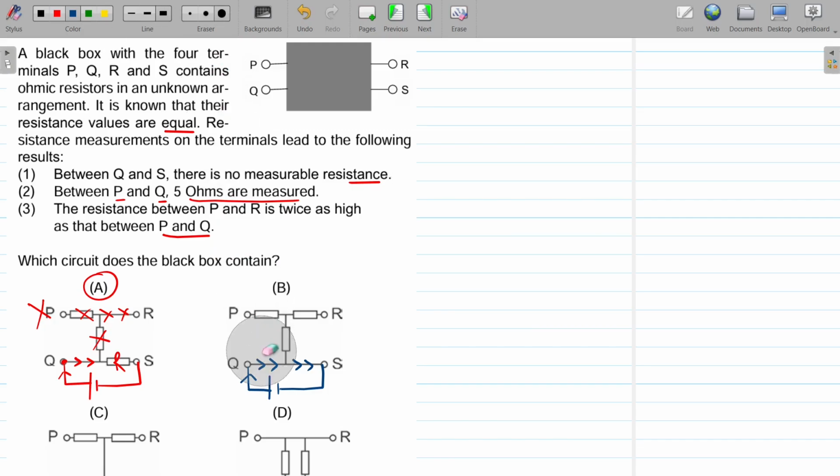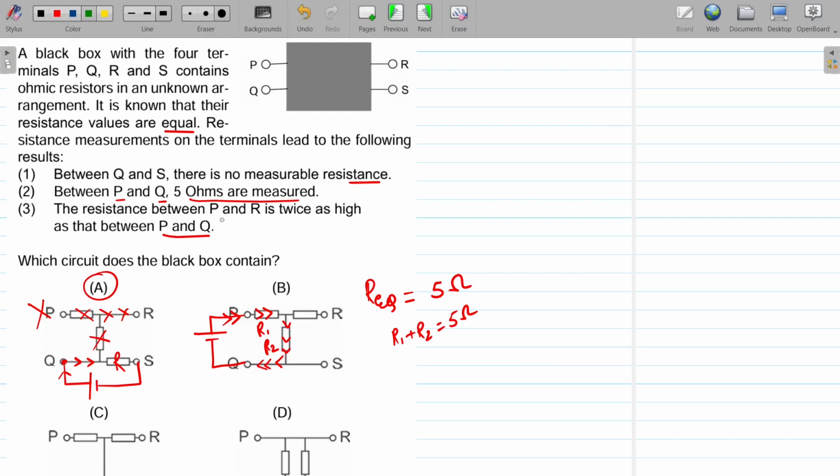The second condition says between P and Q, 5 ohms are measured. So apply a cell between P and Q and see the current distribution. It will start flowing from here, go through this one, then this one. According to the question, the equivalent resistance between P and Q should be 5 ohms. It may be that these two resistors are in series. Suppose this is R1 and this is R2. So it may be that R1 plus R2 is equal to 5 ohm. Maybe. Let's see the third condition.